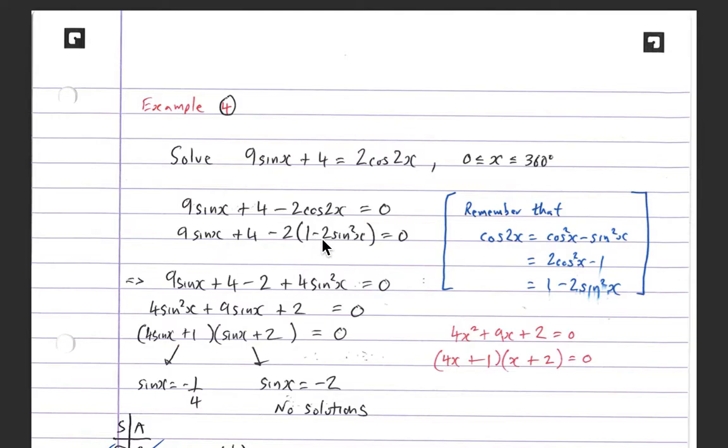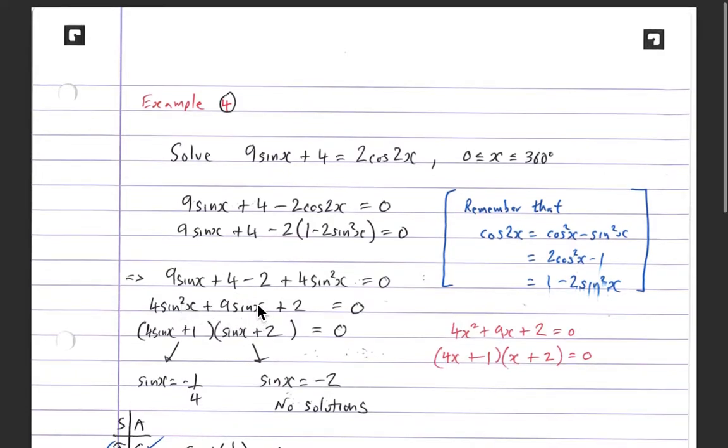We now need to break the bracket here because we had 2 lots of this, so we now have 2 lots of this term. So it'll be 9 sine x plus 4 minus 2 plus 4 sine squared x. This equation should be rearranged so that sine squared x terms are at the beginning. So 4 sine squared x plus 9 sine x plus 2 equals 0. And then this will be, in a normal question, an expression that can be factorized. Very, very rare that you can't factorize it. Very rare that we would have to use the quadratic formula.